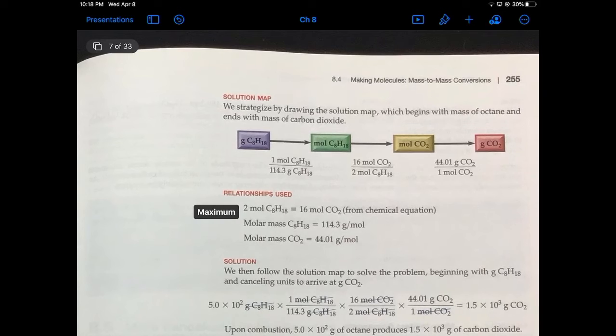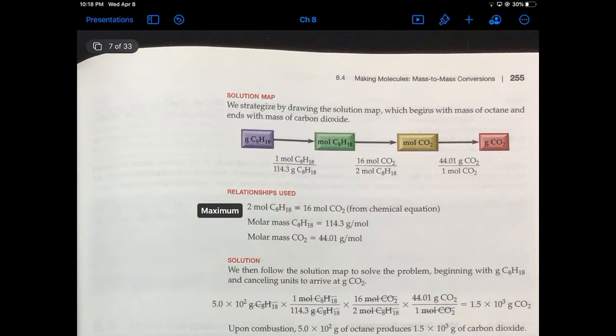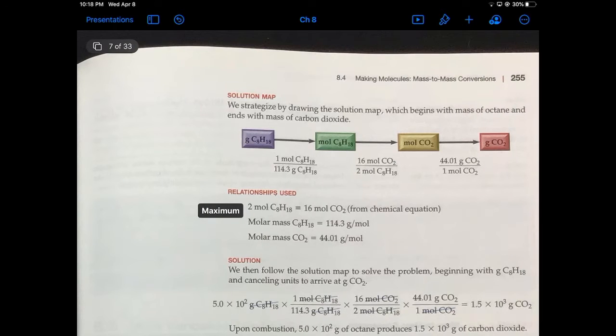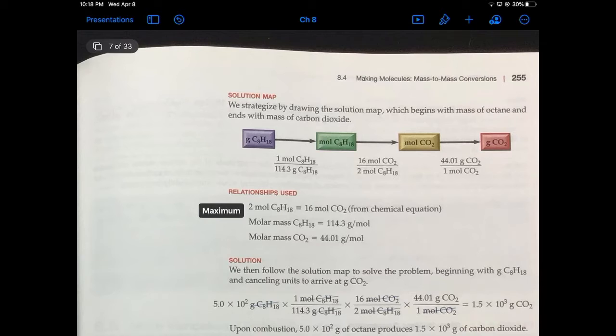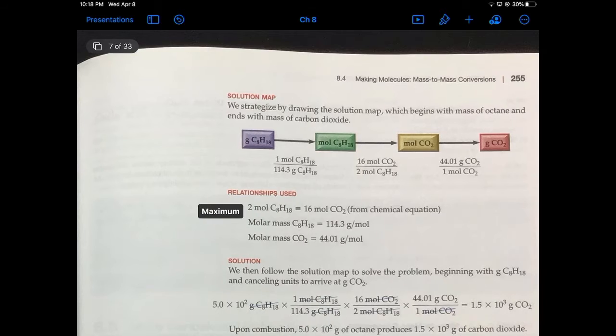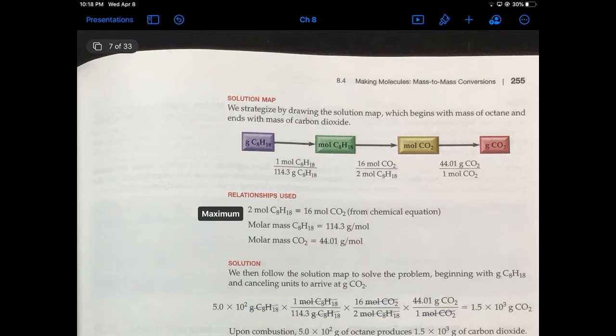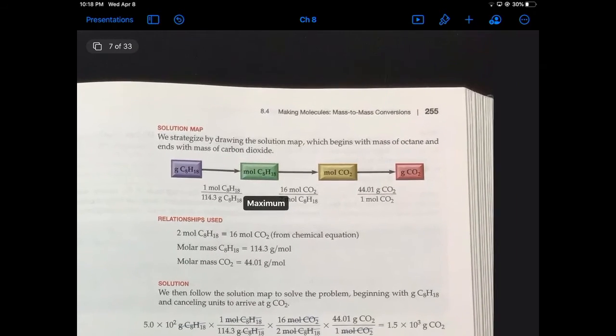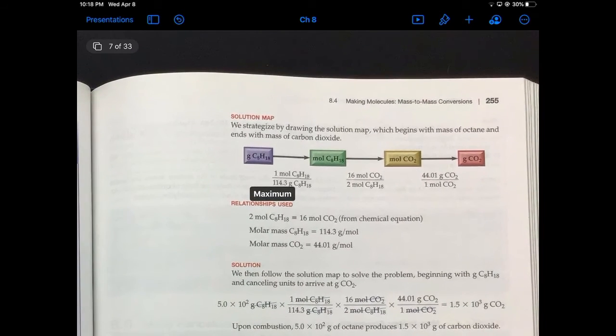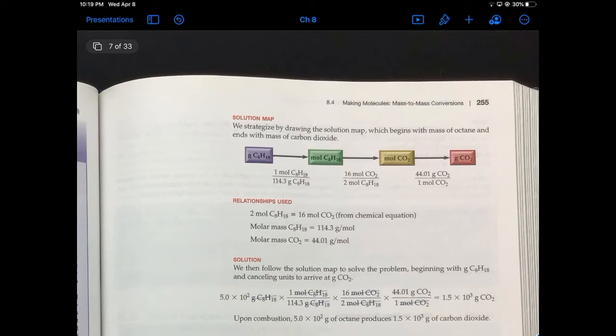I love it. It's 114.3 grams per mole. That's the molar mass of octane. You won't find that on the periodic table, but you will find the molar masses of the elements on the periodic table. If you add up the elements in that compound, you'll see that it's 114.3. That relationship will get us from grams to moles. Then that 16.2 you can see there in the middle will get us from octane to CO2. And we're essentially there. We know how much CO2 now.